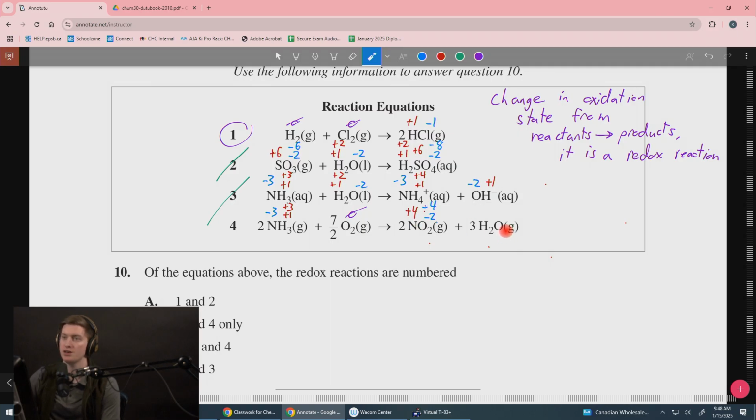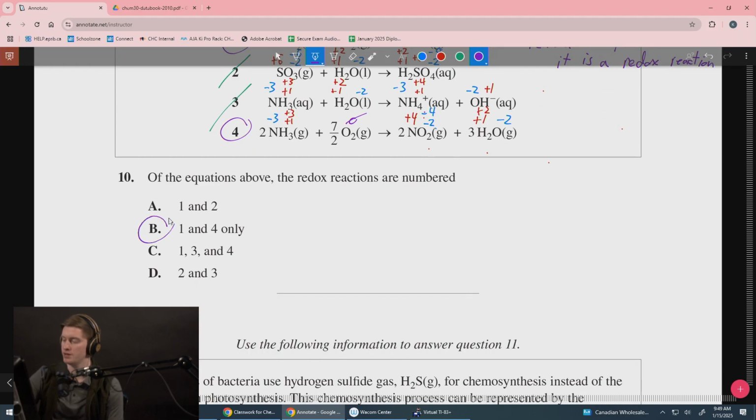You'll also see that the oxygens changed from 0 to -2, just like it is inside of this water molecule as well, where the oxygen has a -2 oxidation state. So the oxygen here is being reduced, and the nitrogen is being oxidized. This is a redox reaction. So the answer here is B. Reactions 1 and 4 only are the redox reactions because the oxidation state of some of the atoms changes.